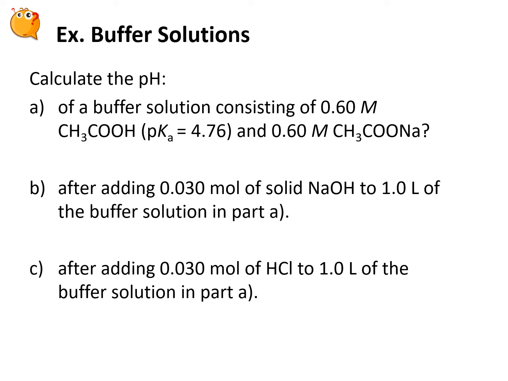In this question, we are asked to calculate the pH of a buffer solution under 3 different conditions. In part A, for equimolar concentrations of a weak acid and its conjugate base. Part B, after the addition of 0.030 moles of solid sodium hydroxide to the solution in part A. And C, after the addition of 0.030 moles of hydrochloric acid to the solution in part A.